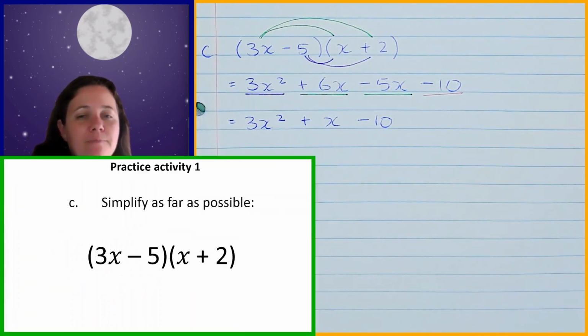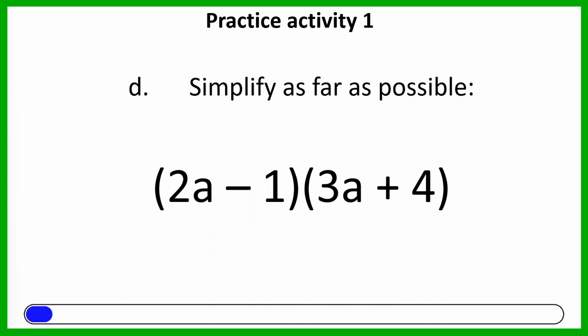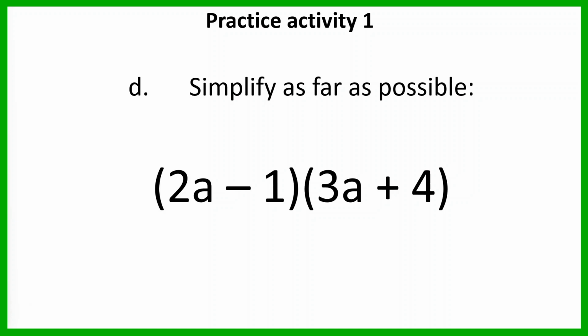Now we're going to go on to question D. Here you've got 2a minus 1 times 3a plus 4. I'm going to give you 30 seconds for this one as well. Okay, so let's go through that and see what you should have got.